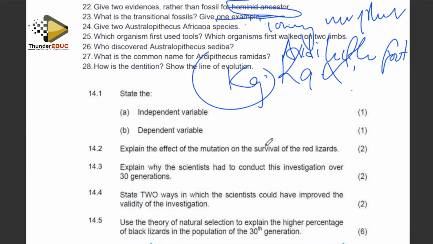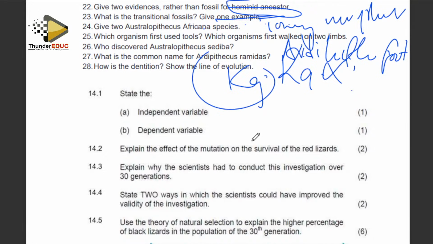Should I repeat? Homo erectus. Erectus means erect; your body is erect. Homo erectus, the upright walking man. What is the common name for Homo habilis? Handyman. All right, we continue.